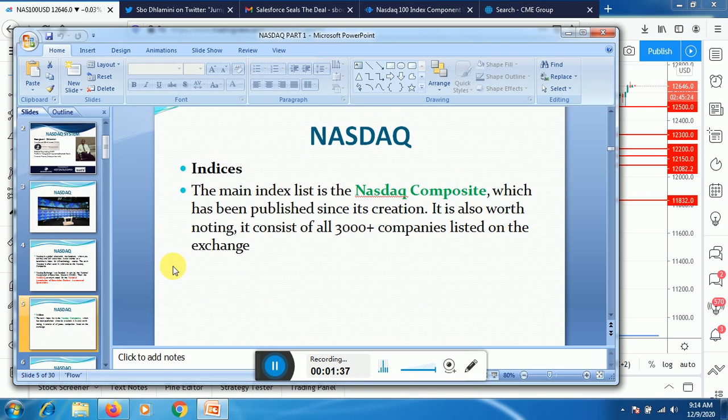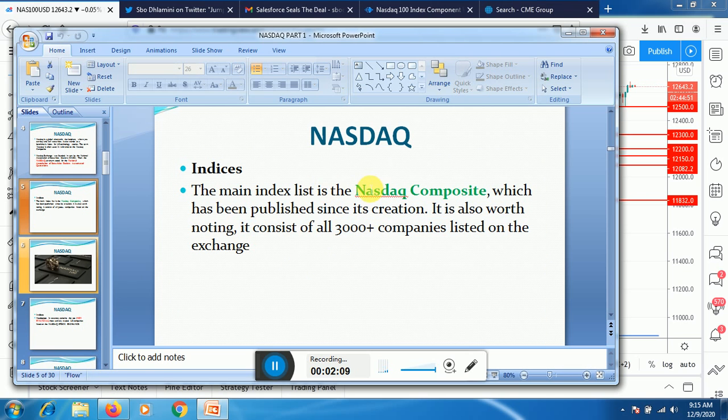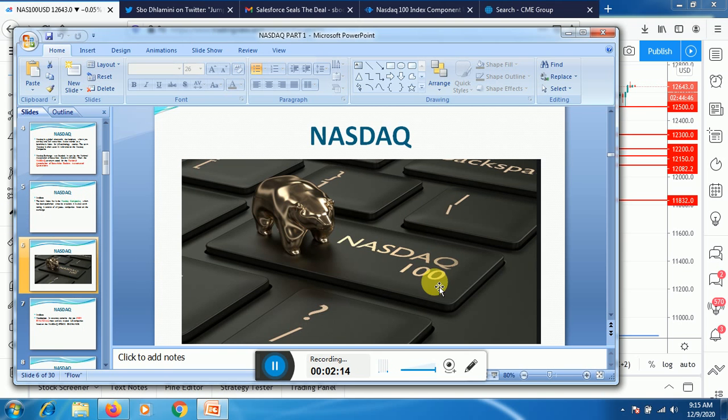Okay, right? So moving forward, the first index that I want to talk about today is the NASDAQ Composite itself. The NASDAQ Composite is the actual main index of the NASDAQ exchange. It was created when the stock exchange was established in 1971. Today it consists of 3,000 plus companies that are listed on the exchange itself. So this one is the NASDAQ Composite, and then there is the NASDAQ 100.